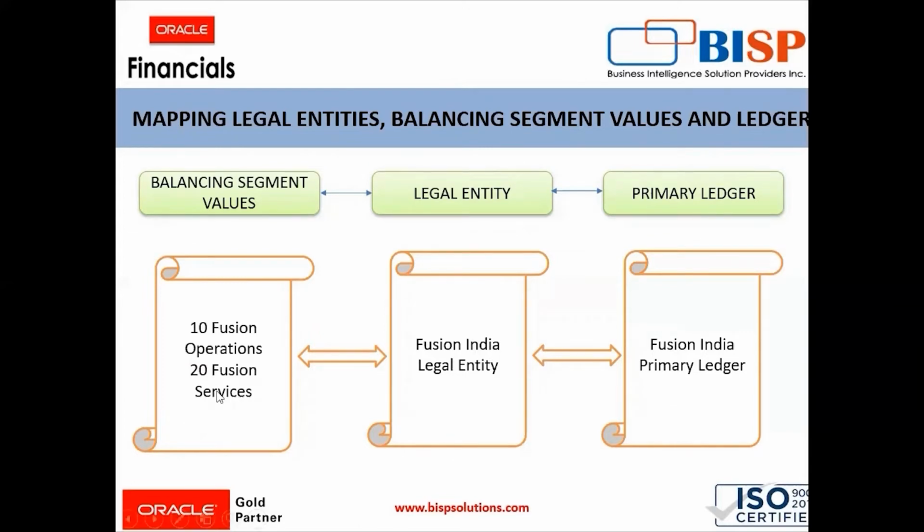Say there are two values in our balancing segment values: 10 Fusion Operations and 20 Fusion Services. These two are running in India, so we are linking them with the Fusion India legal entity, and we have already in the first step linked the primary ledger and the legal entity. This way our primary ledger will be indirectly linked with these two balancing segment values. We'll go into the instance and see how we map them.